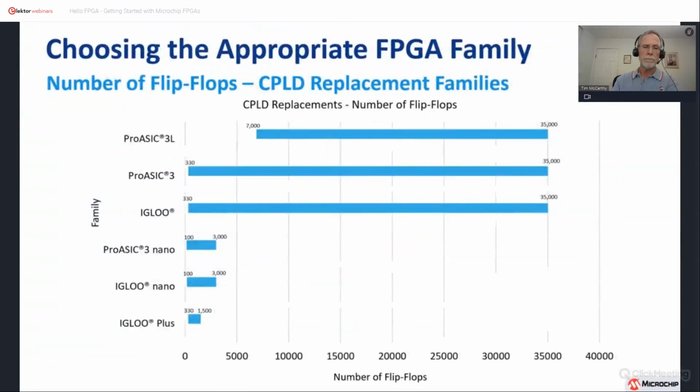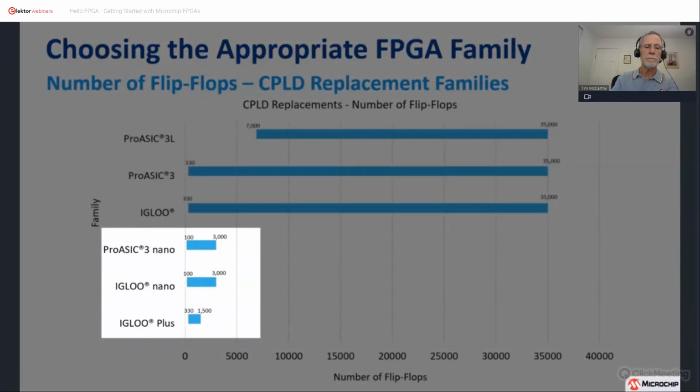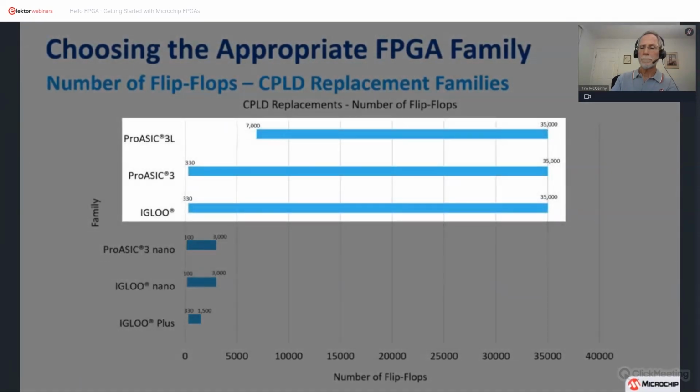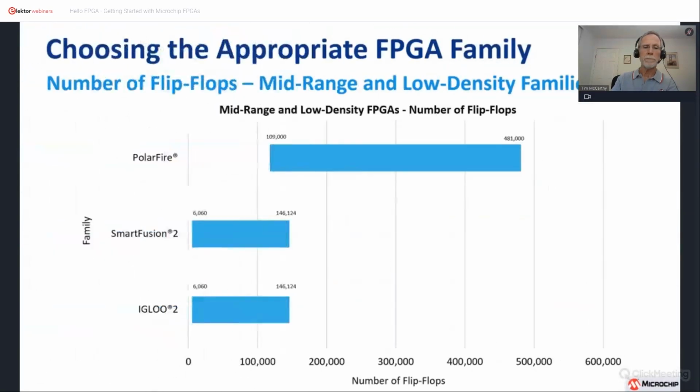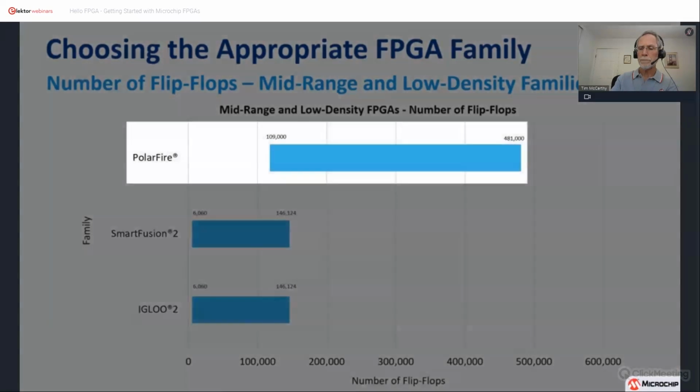This chart shows the number of flip-flops that are available in the Microchip CPLD replacement families. The Igloo Plus, Igloo Nano, and ProASIC 3 Nano families have between 100 and 3,000 flip-flops. The ProASIC 3L, ProASIC 3, and Igloo families have members with up to 35,000 flip-flops. For higher density designs, consider the Microchip low-density or mid-range families. The SmartFusion 2 and Igloo 2 low-density families have between 6,000 and 146,000 flip-flops. The PolarFire mid-range family has between 109,000 and 481,000 flip-flops.